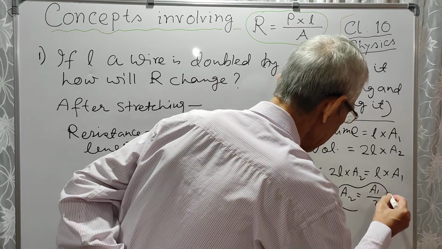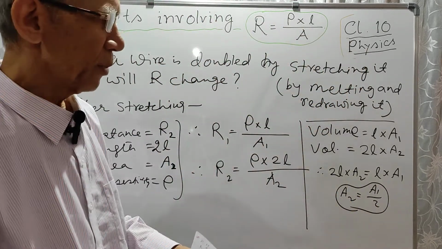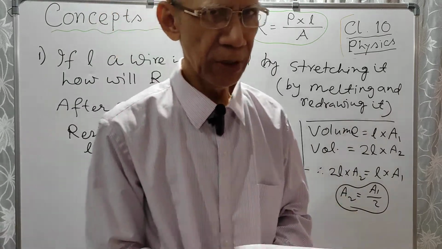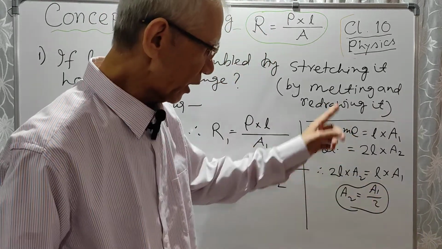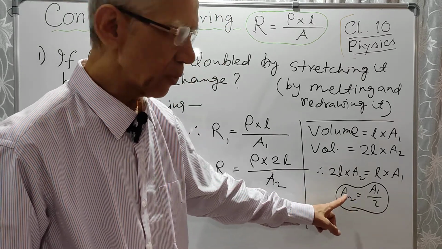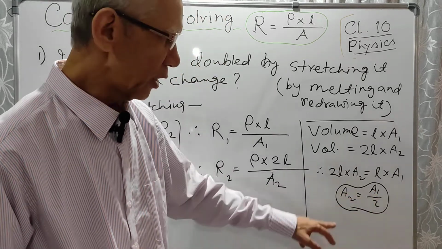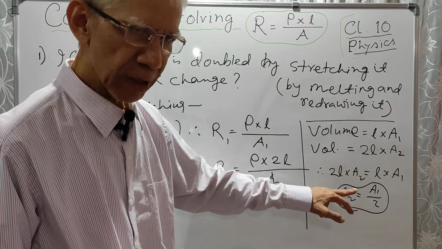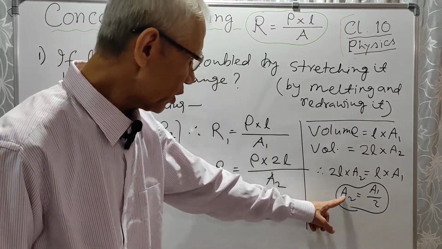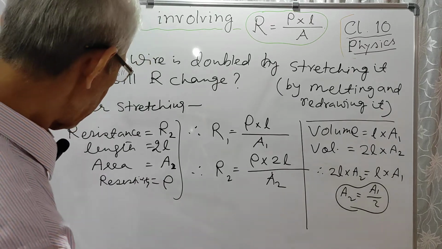So this is the new area of the new wire. Now the new wire is thinner because you have pulled it. So thinner, therefore obviously its cross section area will decrease. So the new cross sectional area has become half of the old. So the new cross sectional area of the new wire is what? A1 by 2, half of the original. Now this value we'll use now.